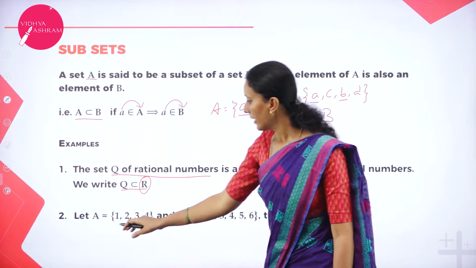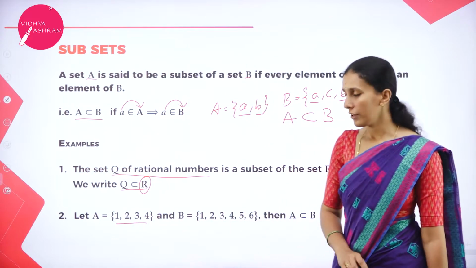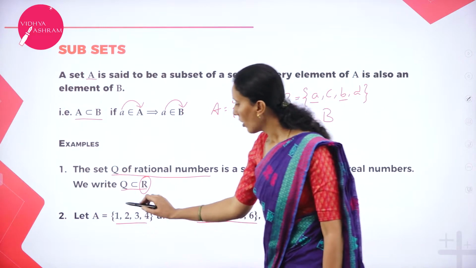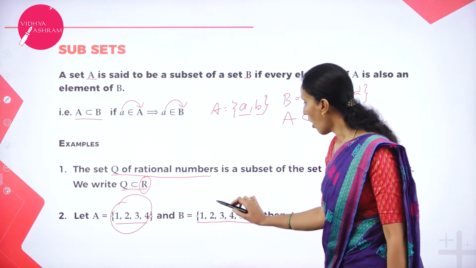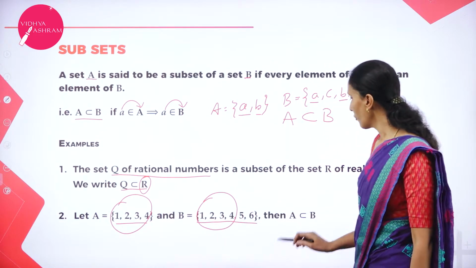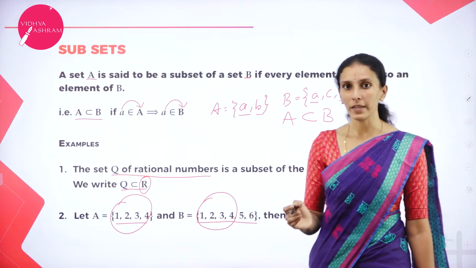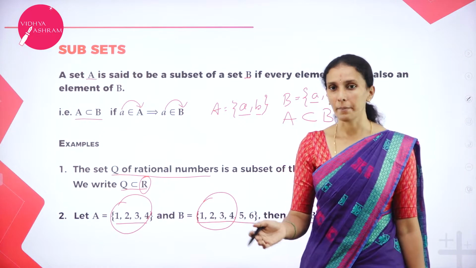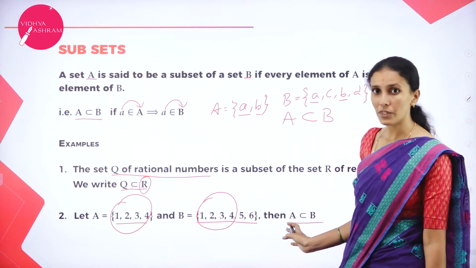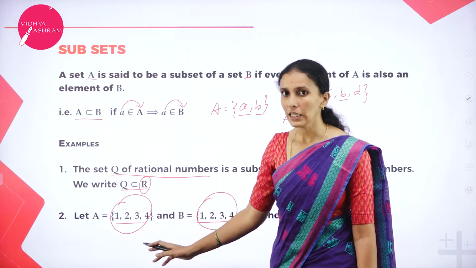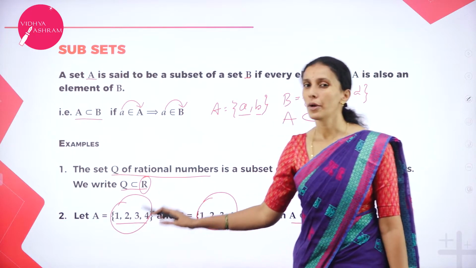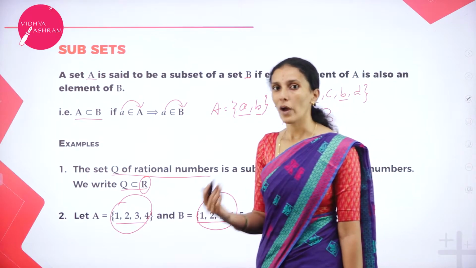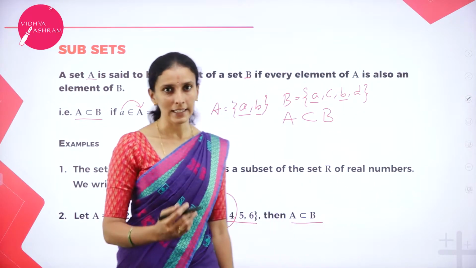Next, I have taken set A as 1, 2, 3, 4 and set B as 1, 2, 3, 4, 5, 6. Clearly, all the elements of A are in B. So, we say A is a subset of B. If they are equal, all the elements must be the same. But when you say subset, the condition is that elements of one set must be present in another set so that we can call that one the subset of the other set.